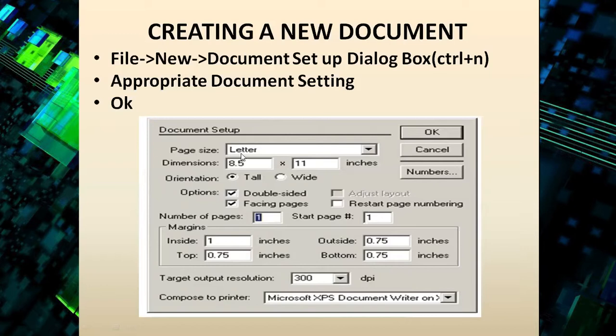By default, the page size will be letter. What's the dimensions of the page? 8.5 into 11 inch. Number of pages is 1. Margins, we have top, bottom, inside, outside. These are the default values of the margins. Do not change anything here. Once these options are correct, just click the OK button on your document setup dialog box.